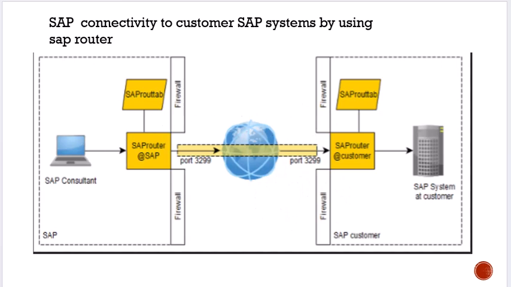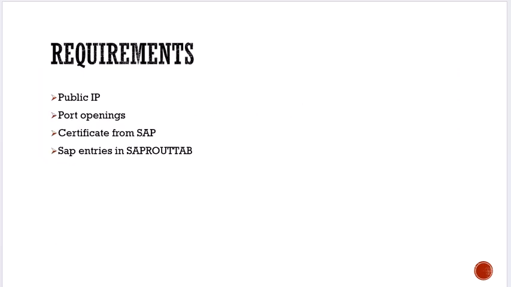Okay, now if you want to establish a connection, if you want to install a SAP router, what are the requirements we need? The first one, we need a public IP. Second one, the port opening. Third one, certificate from SAP. Why we need it, I will explain that one. And SAP entries in SAP route tab.